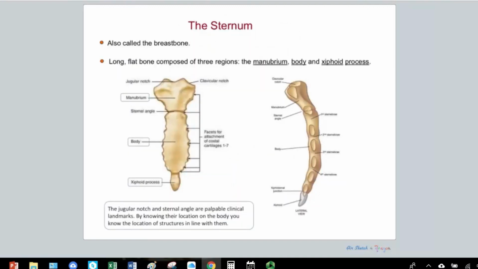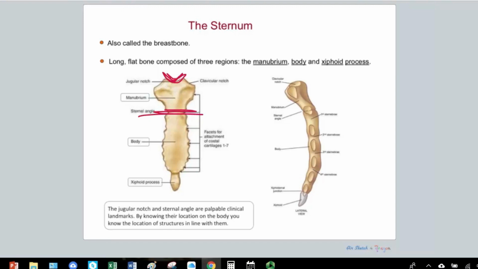Then we have the sternum. Sternum is also called the breastbone. It's a long, flat bone composed of three regions: the manubrium, the body, and the xiphoid process. And there's a couple features here. This is something called the jugular notch. This is something called the sternal angle. And you can palpate these, and that's handy clinically because they're landmarks for other features.